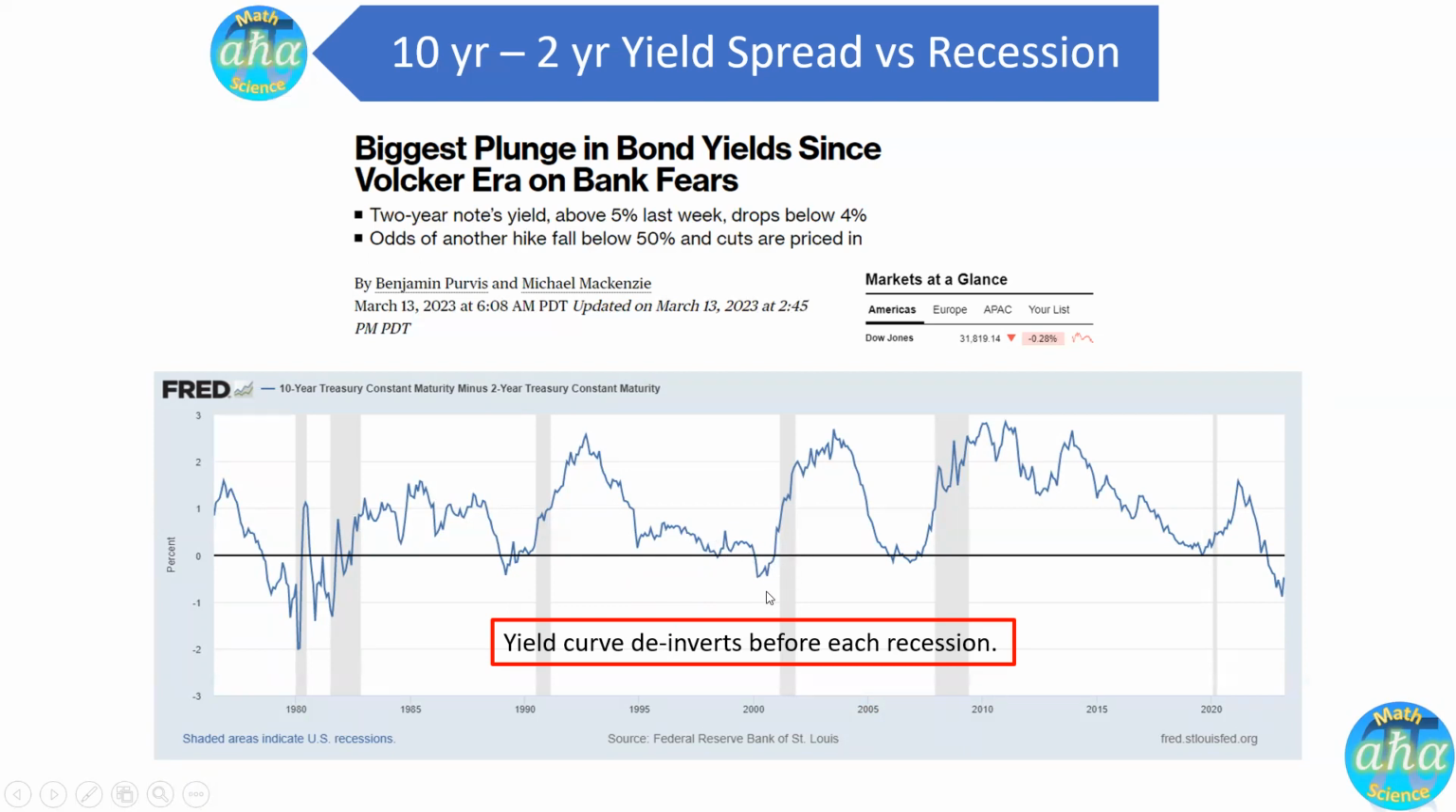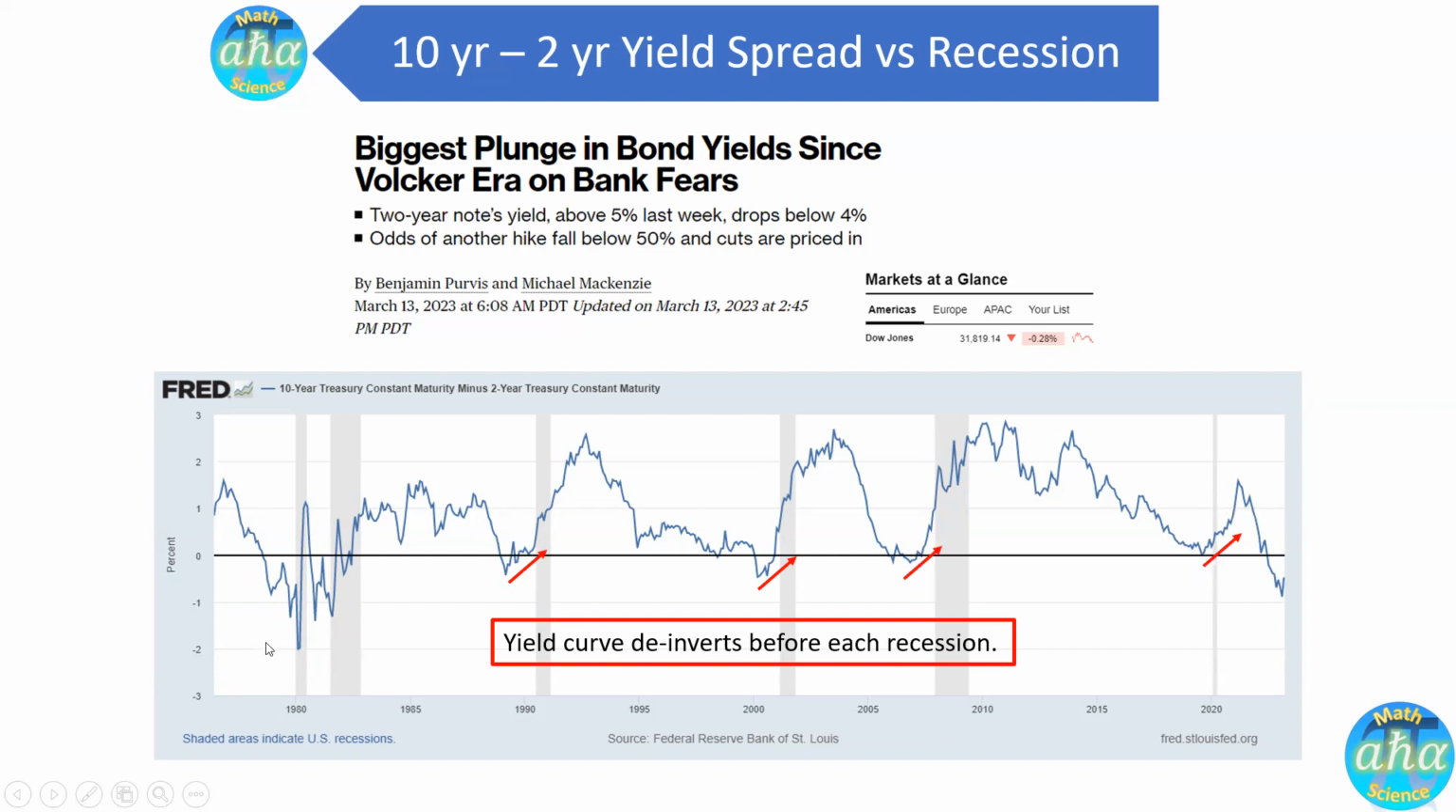That happened for the 1990 recession, for the 2000 recession, and then you can see for the 2008 recession, it inverted, then de-inverts, turns to the positive territory, and then a recession actually follows. Even for the 2020 recession, though the inversion is really brief, just for a moment, and then it turns positive.